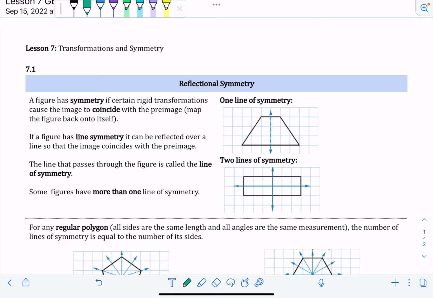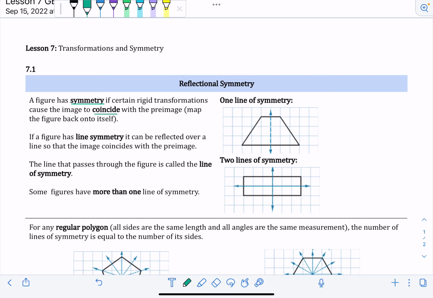Lesson 7 is transformations and symmetry, and 7.1 starts off with reflectional symmetry. Starting at the top, I'm going to read those first few lines as is, and then I'll dissect them a little bit more. So, a figure has symmetry if certain rigid transformations cause the image to coincide with the pre-image, which means to map the figure back onto itself.